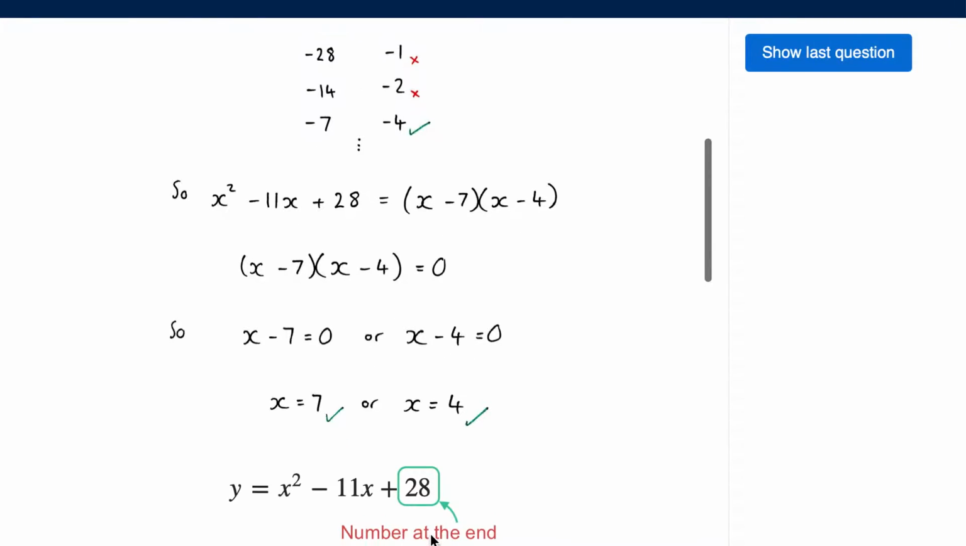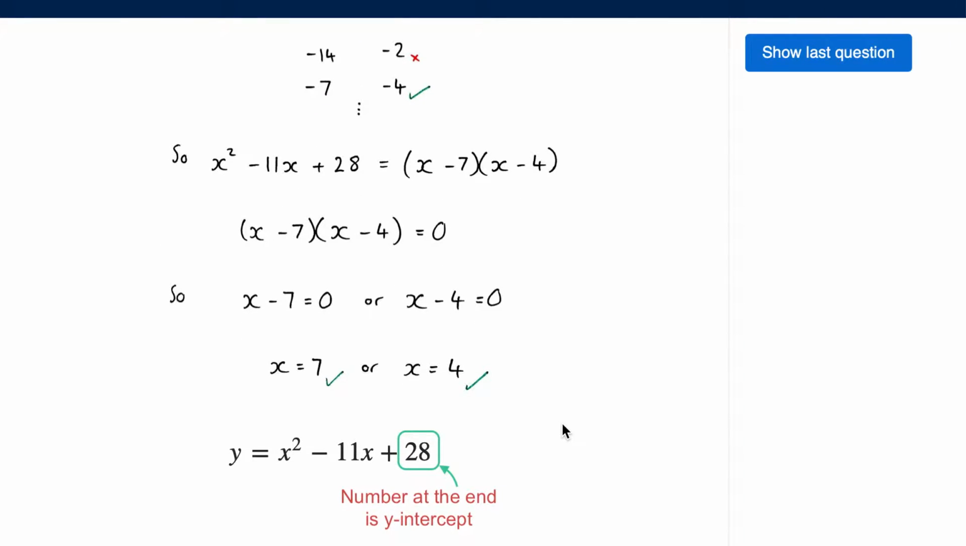Now we can actually find where the graph meets the y-axis very, very easily just by looking at the equation. It's actually the number at the end. So this graph intercepts the y-axis at y equals 28. The reason for this is that points on the y-axis have an x-coordinate of 0. What this means is that the graph crosses the y-axis at 0, 28.